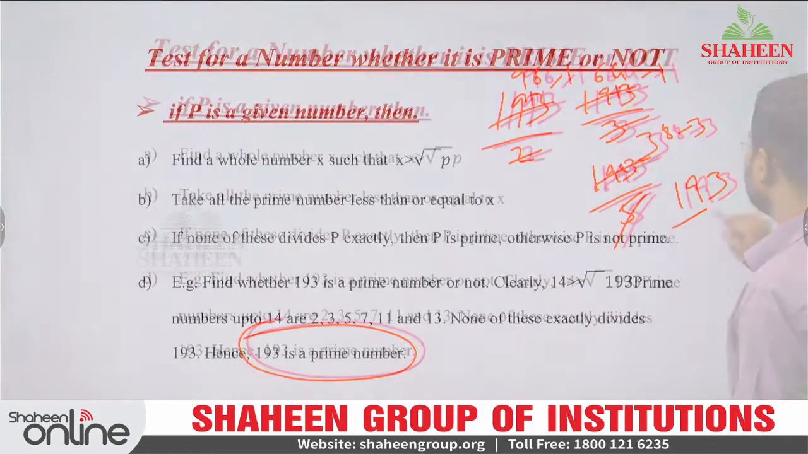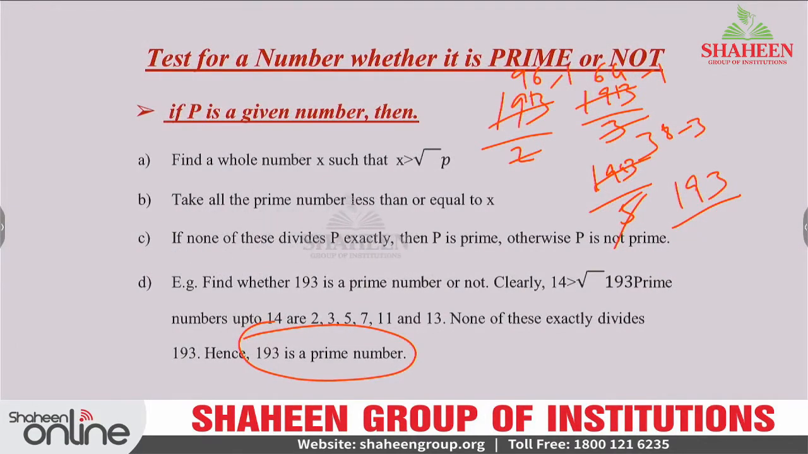Again, 193 divided by 7. So 7 2s are 14, 53. 7 7s are 49. Again, the remainder is 4. So it is not. Again, 11.